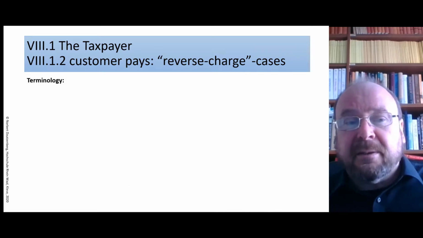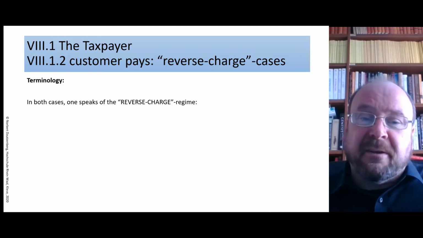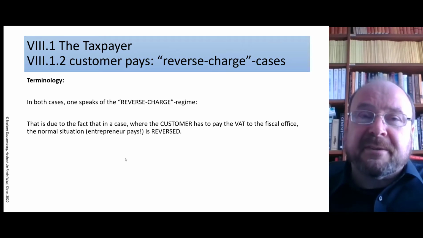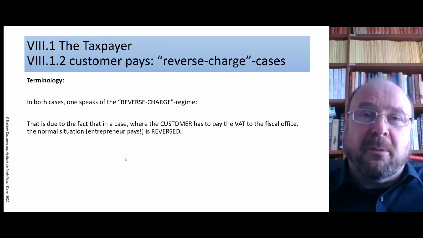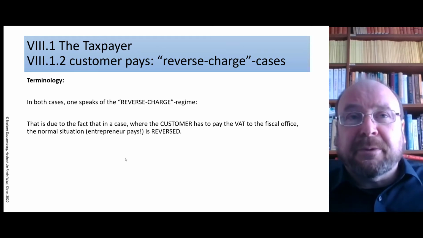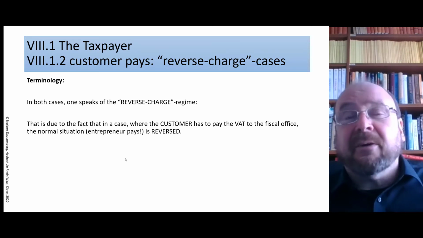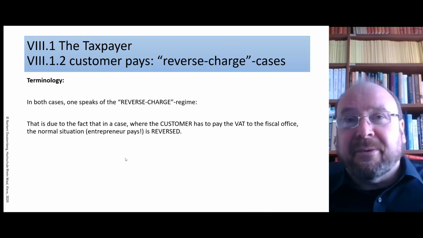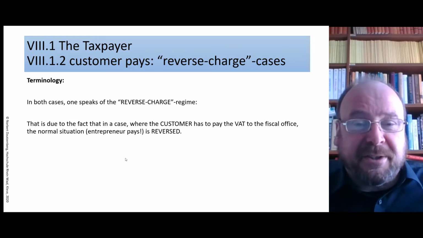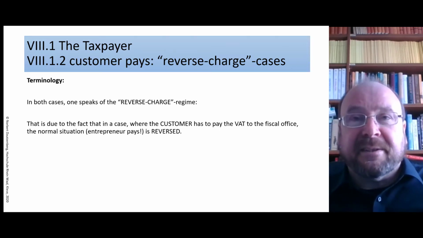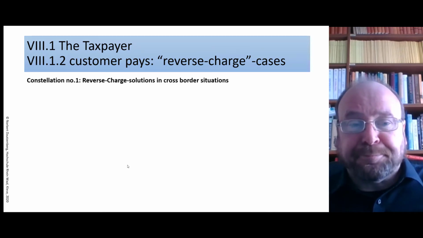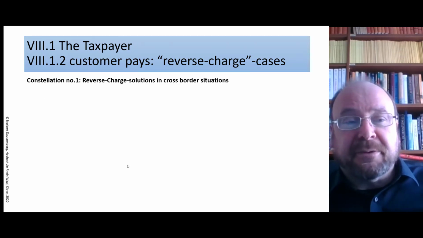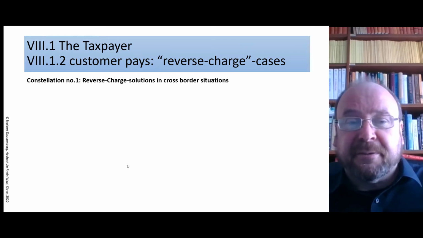So, in both cases, we speak of the reverse charge regime or reverse charge rule, because the normal situation that the entrepreneur is going to pay the tax is here reversed. The charge is given to the customer, and that just reverses the normal tax charging system. And that is where that term comes from. Let's now have a closer look at the different situations.